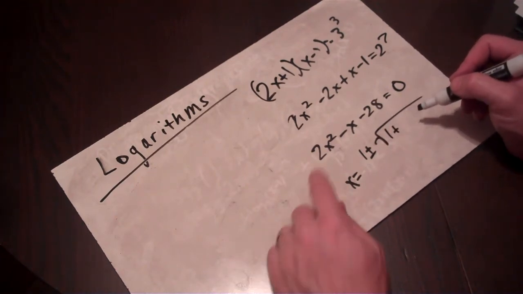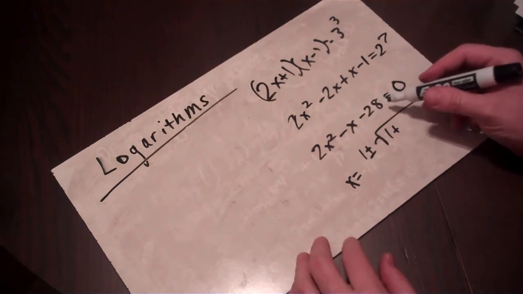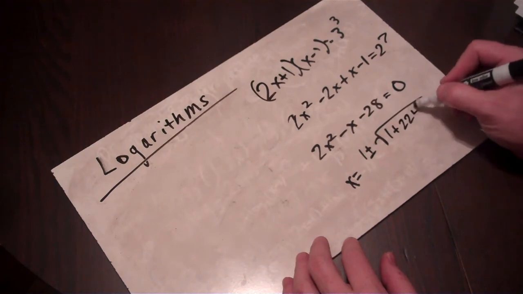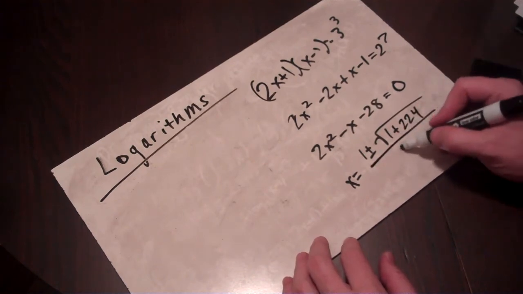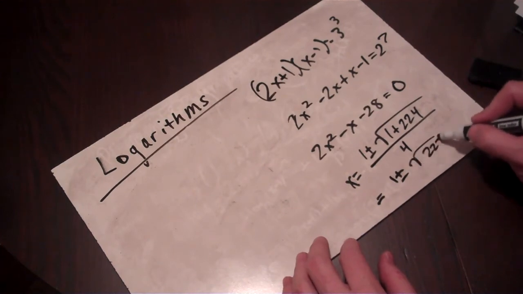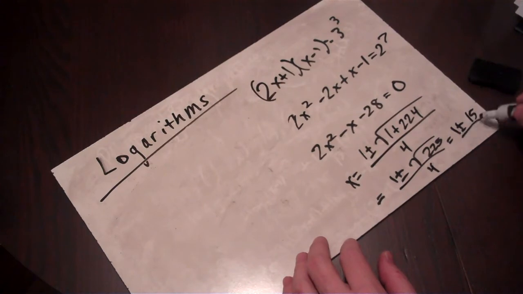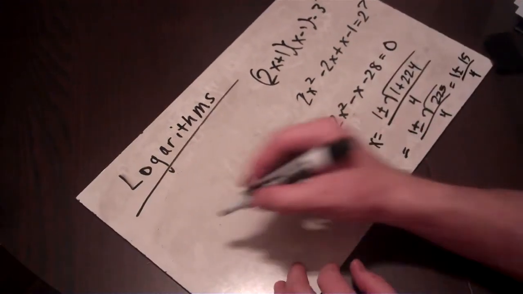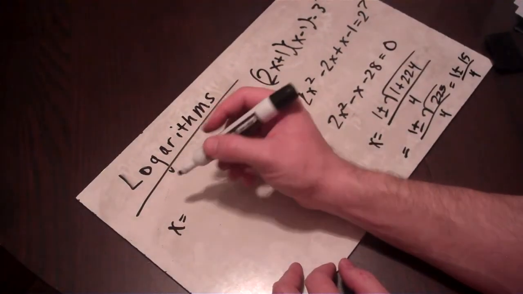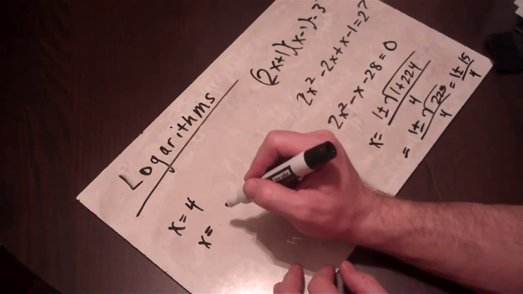So plus 8 times 28 is 160, 224, all over 2a, which is equal to 1 plus or minus the square root of 225 all over 4, which is equal to 1 plus or minus 15 all over 4. So x is equal to 1 plus 15 is 16 over 4, which is 4, and x is equal to 1 minus 15, which is negative 14 over 4.